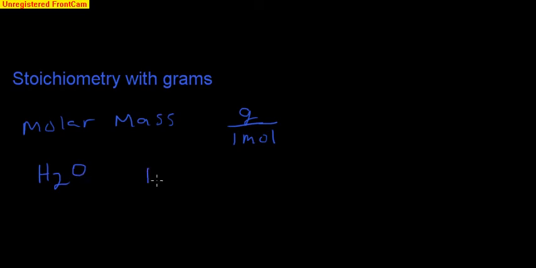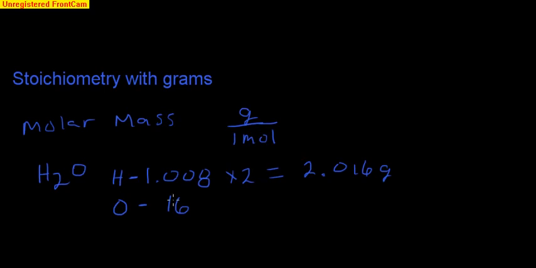Well, I know that the mass number for hydrogen is 1.008, and I have 2 of them. So 2 times 1.008 is going to give me 2.016, and that's grams. For oxygen, I only have 1 of them. The mass number of oxygen is roughly about 16. There's only 1 of them, so I don't really need to multiply, I'm just showing you what you would do if there were more than 1. But 16 times 1 is still just 16.